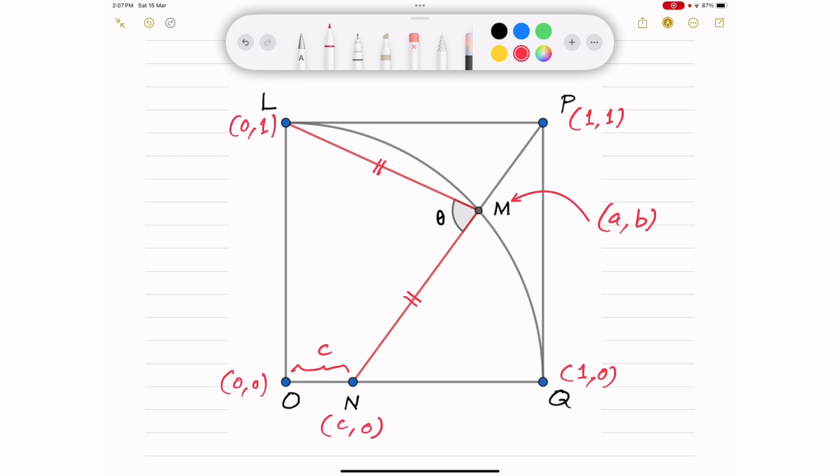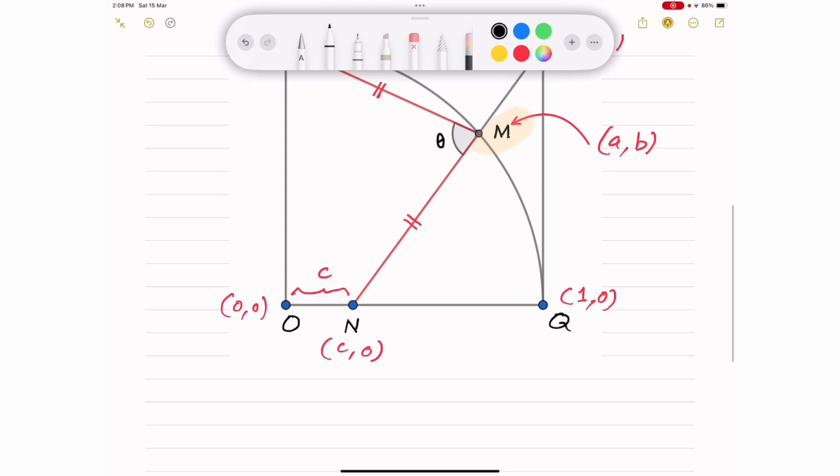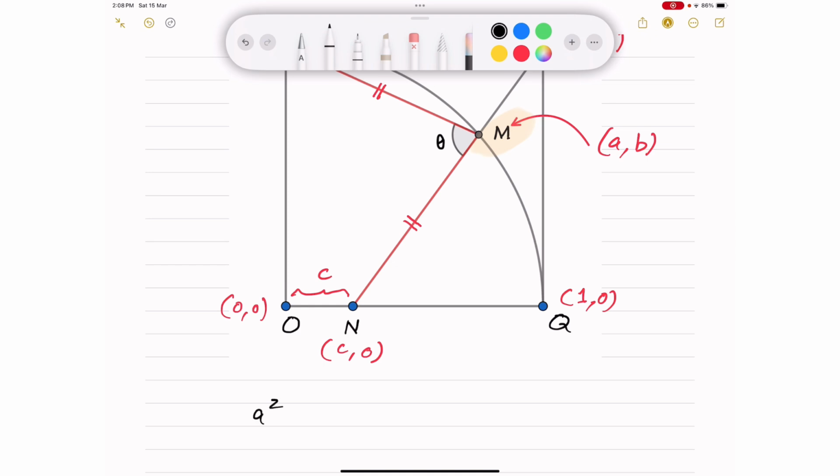The first equation we can think of is that the point M is on the circle, so it satisfies its equation. What is the equation of the circle? It's simply x squared plus y squared equals 1, because we have assumed the side length of the square is 1. So that gives us our first equation: a squared plus b squared is equal to 1.